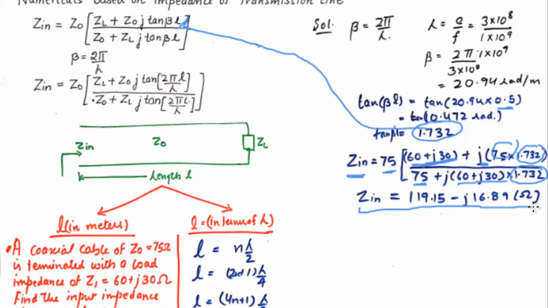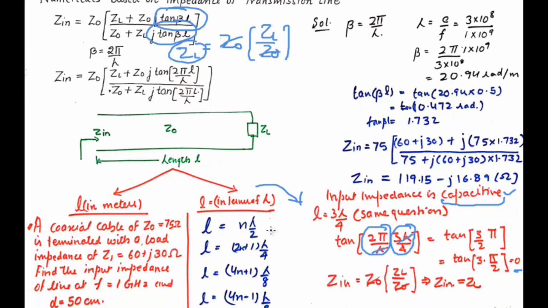Finally you would need to use a calculator to solve this, and if you wish to be proficient in polar to rectangular formats, working with complex numbers, you could watch my playlist on how to use calculators, especially Casio 991 ES and EX calculators, and they are going to be extremely helpful for you in this. So Zin is this, the imaginary part is negative, so it's a capacitive.